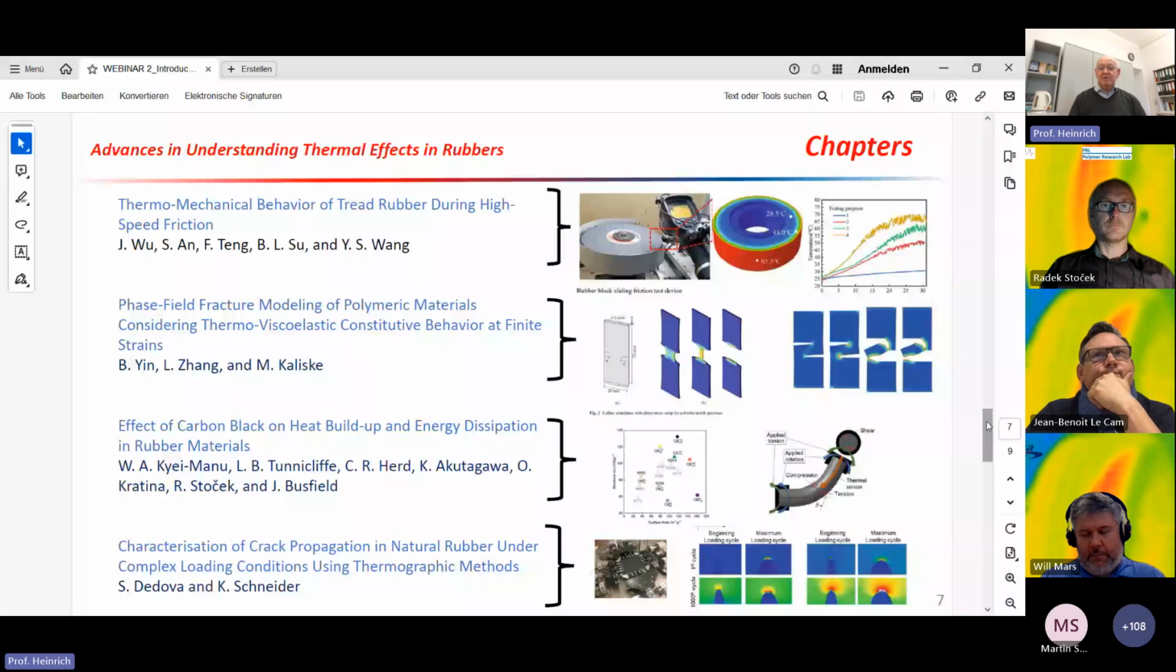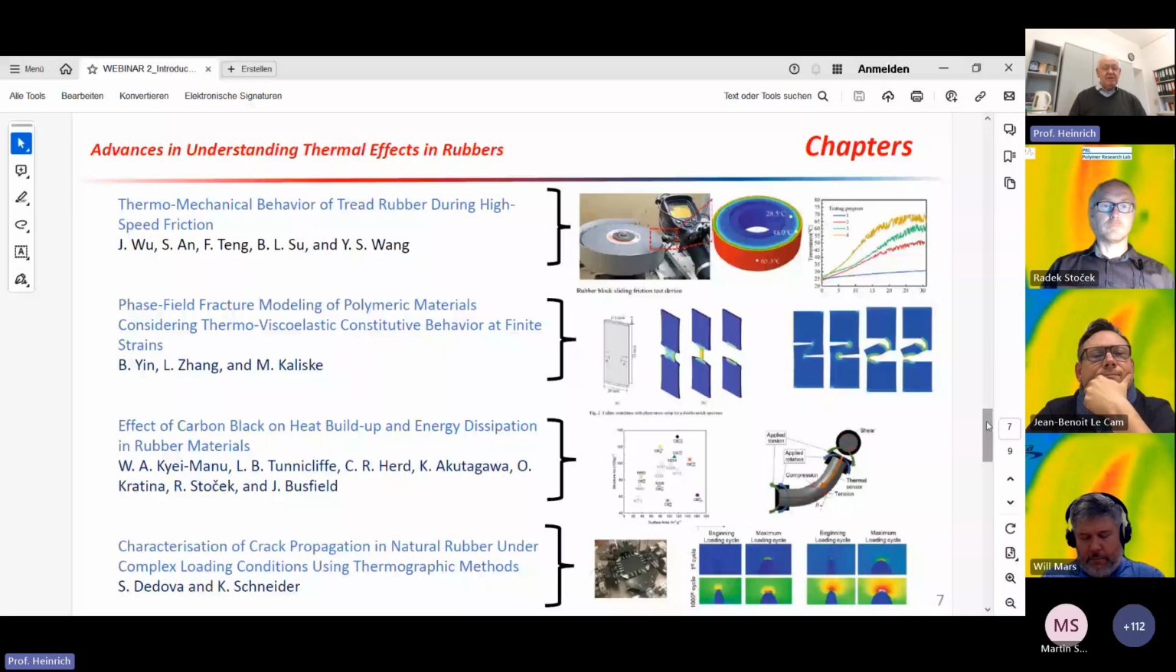Parallel to this, a finite element simulation is also going on, of what happens during this friction process concerning the development of temperature fields. And the final application here in this chapter is aircraft tires.